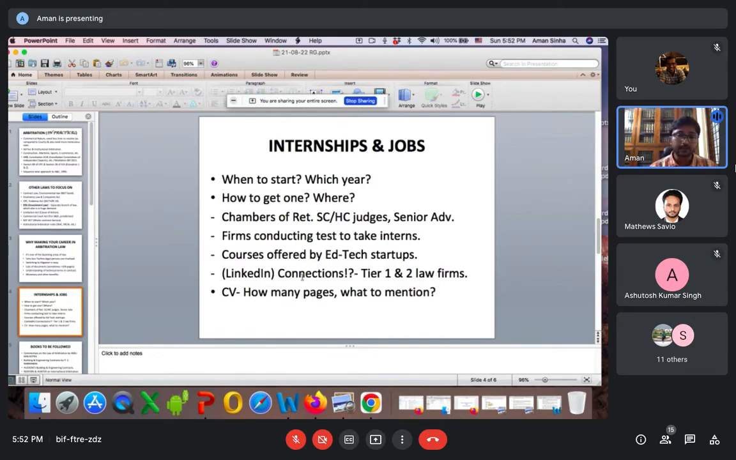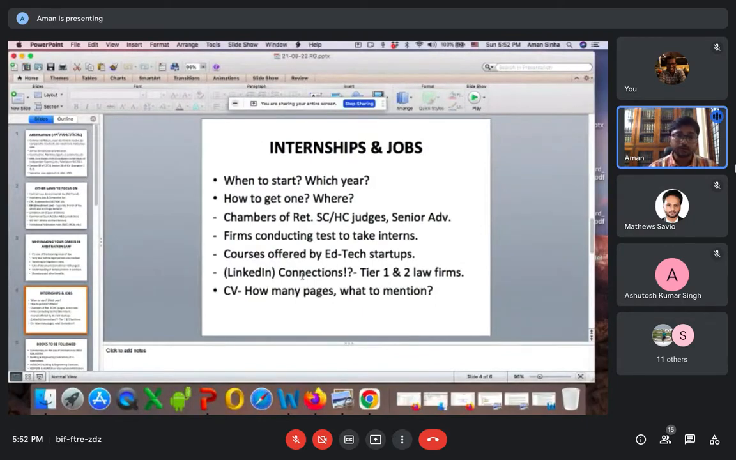And yeah, LinkedIn connections. If you are very active on LinkedIn, not just active, but having constructive talk with particular persons, the partners, or the senior associates, or principal associates, then the probability of getting into that particular law firm, tier one or tier two, and interning there becomes very high.